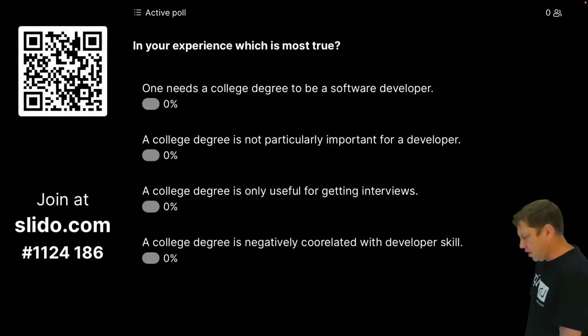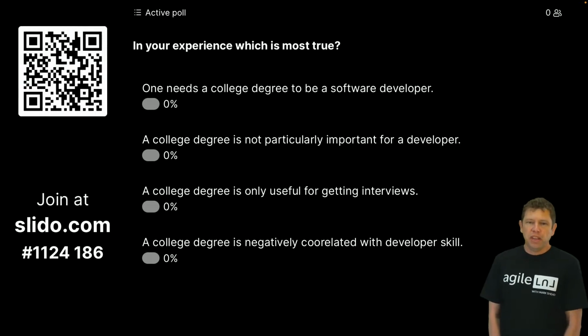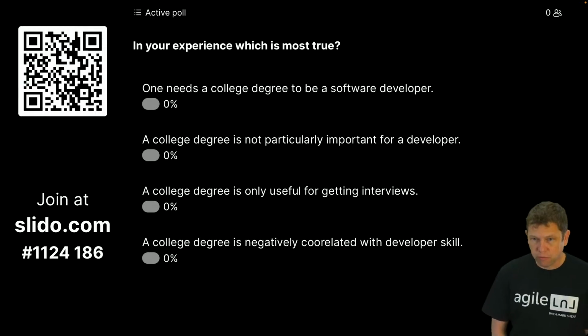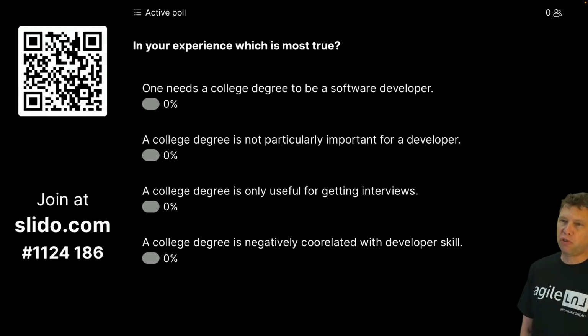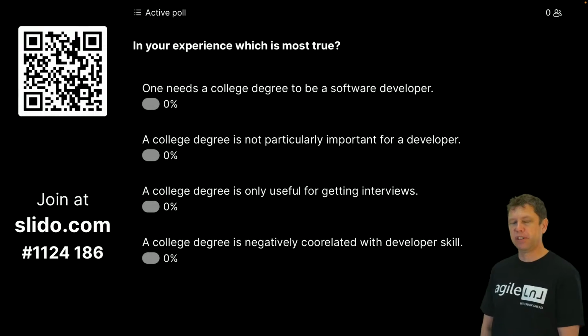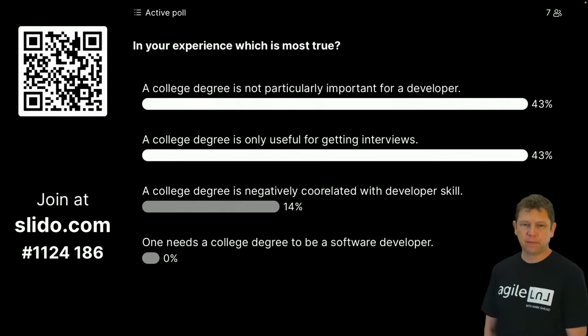Okay, so in your experience here, which is most true? One needs a college degree to be a software developer. A college degree is not particularly important for a developer. A college degree is only useful for getting interviews, or a college degree is negatively correlated with developer skills. So which one of these sticks out?